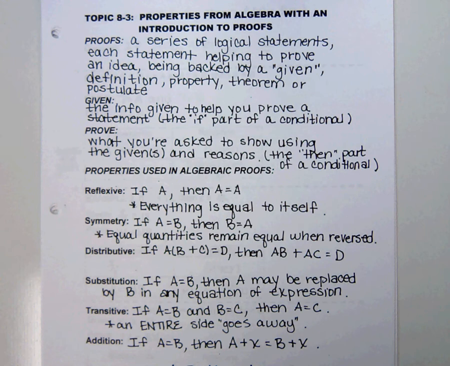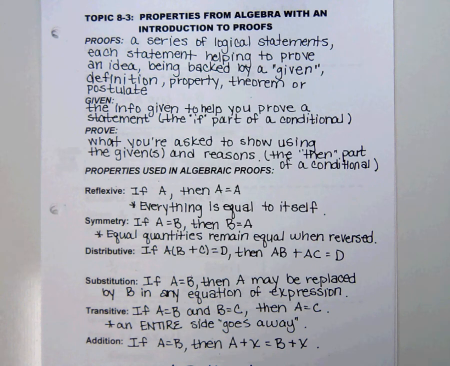The substitution property: if A equals B, then A may be replaced by B in any equation or expression. That's it. And a lot of times in the proofs we're going to do, X will be a quantity and you can replace it.